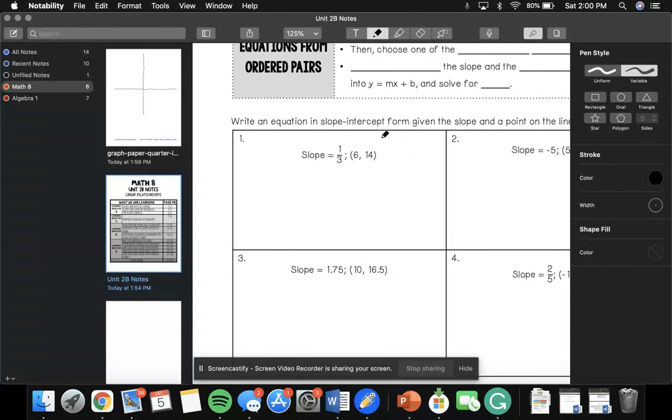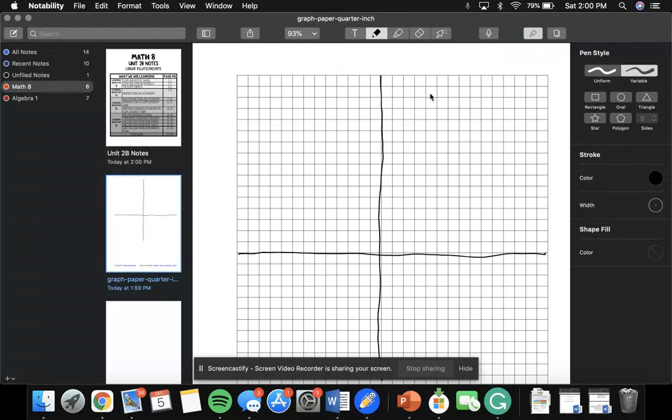What I'm missing right now is where it begins on the y-axis. So I know that the slope is 1/3, but I don't know where it begins on the y-axis. I'm going to show you visually what I'm talking about. First I'm going to plot (6, 14). As an ordered pair, I'm going to go to the right 6, and then I'm going to go up 14. So 6, 8, 10, 12, 14.